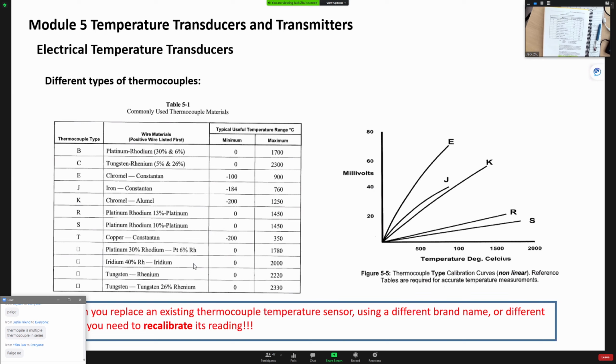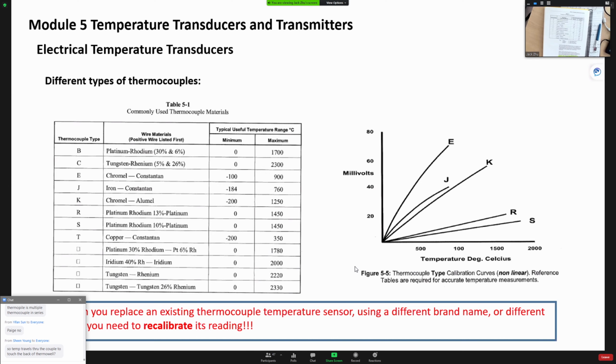Different type of thermocouple. Here is when you have the table on there, and when you're replacing an existing thermocouple temperature sensor, if you use a different brand or different type, you need to recalibrate its reading, because for every piece of equipment, especially if you want to get a precise temperature reading, you always have to make sure they are calibrated according to whatever you had previously, because you can see the different materials have different ranges. So when you're heating them up, they might generate different voltages. So that's the purpose for calibration.